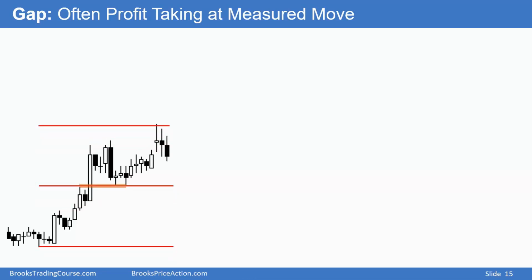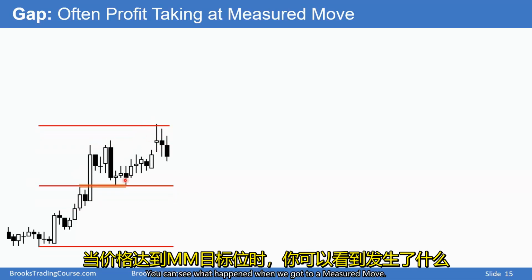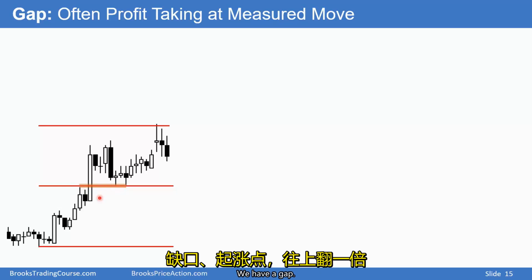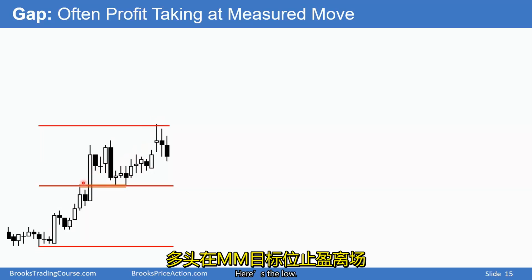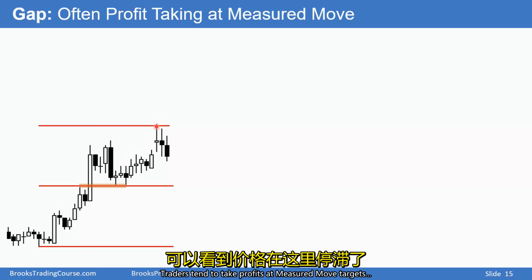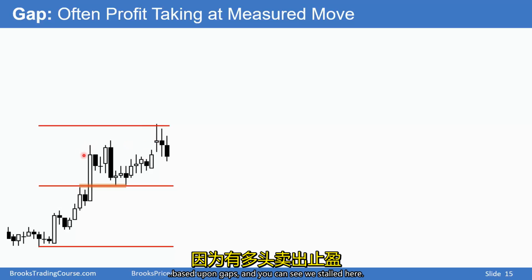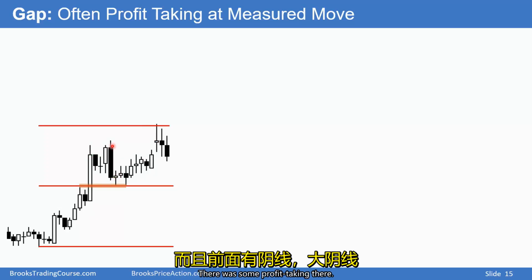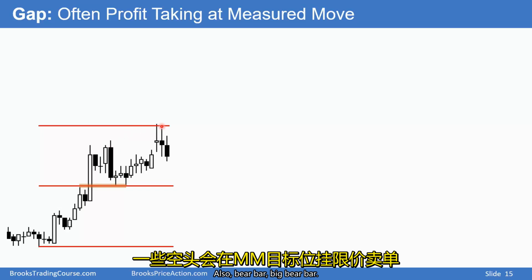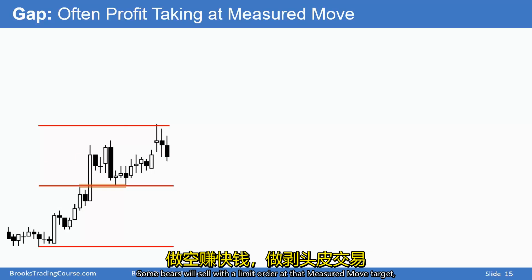Going higher. You can see what happened when we got to a measured move. We have a gap. Here's the low. Traders tend to take profits at measured move targets based upon gaps. And you can see we stalled here. There was some profit taking there. Also, bear bar, big bear bar, some bears will sell with a limit order at that measured move target, looking for at least a scalp down.